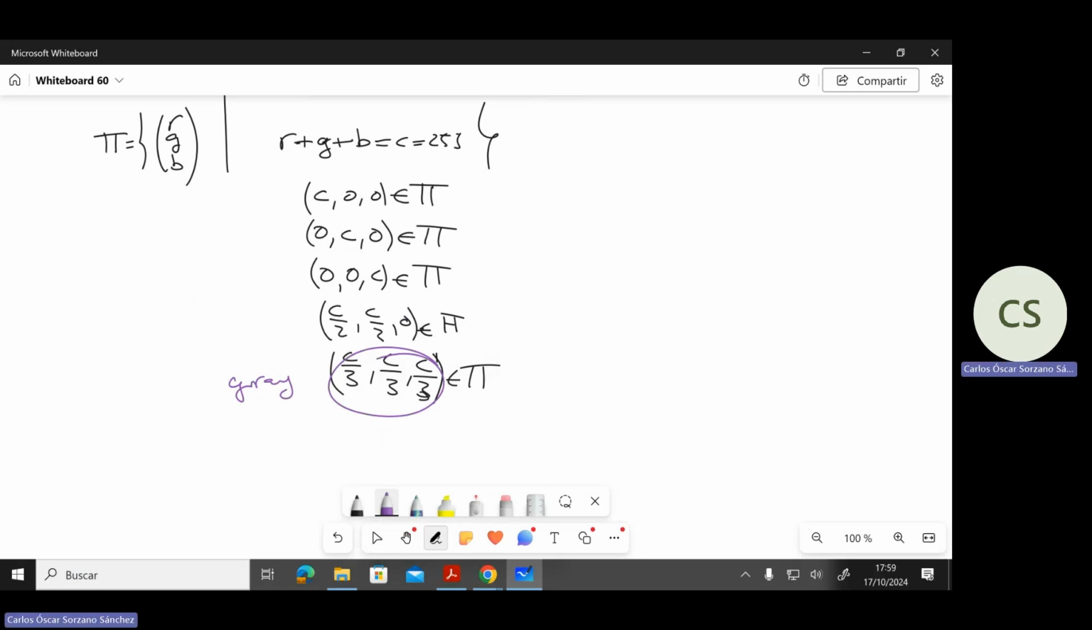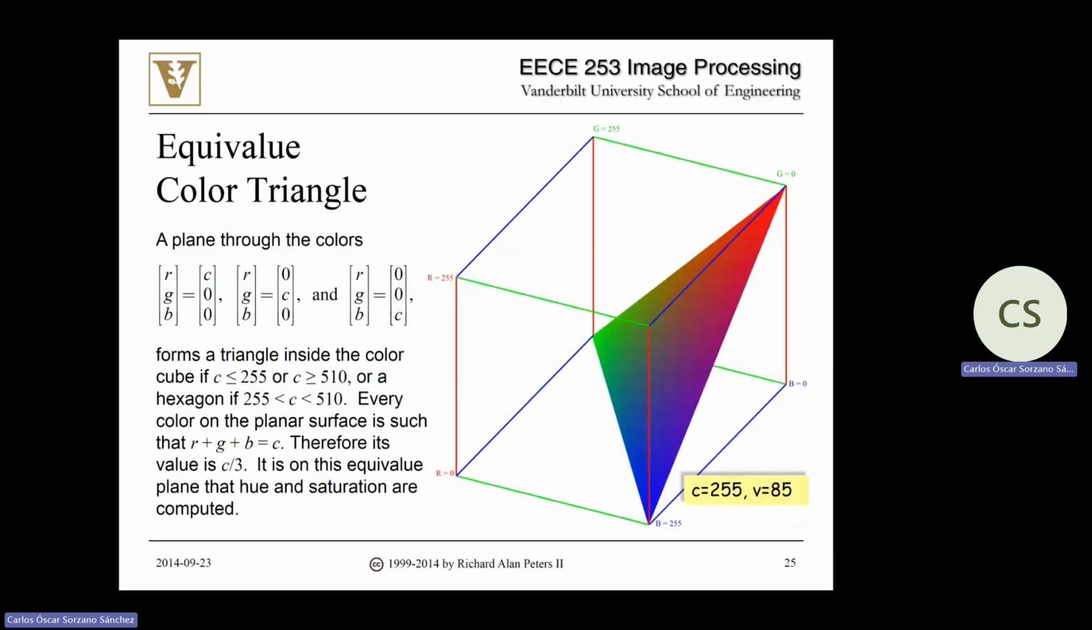So this point is interesting. Actually, this C/3 is the value. We call this the value. That was the average. Remember, the value was R plus G plus B divided by 3. In this case, the value is C/3. Okay, so all these points belong to that plane.